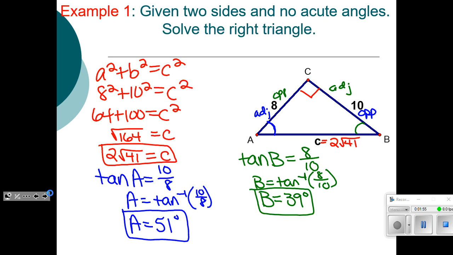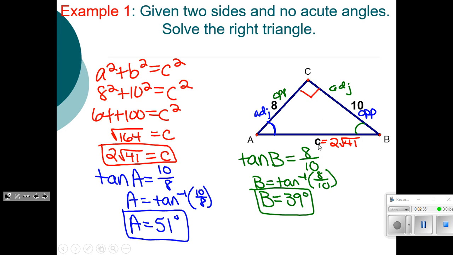So we're going to find all 3 sides, and then we're going to find all 3 angles. This is just for right triangles. It says, given 2 sides and no acute angles, solve the right triangle. So this is 90. And sine, cosine, tangent is only for right triangles, right? We want to find angle A, angle B, and we have 8 and 10, we want to find this. In order to solve a triangle, you need all 3 side measurements and all 3 angles. We already have 90, so you need the other 2 angles.